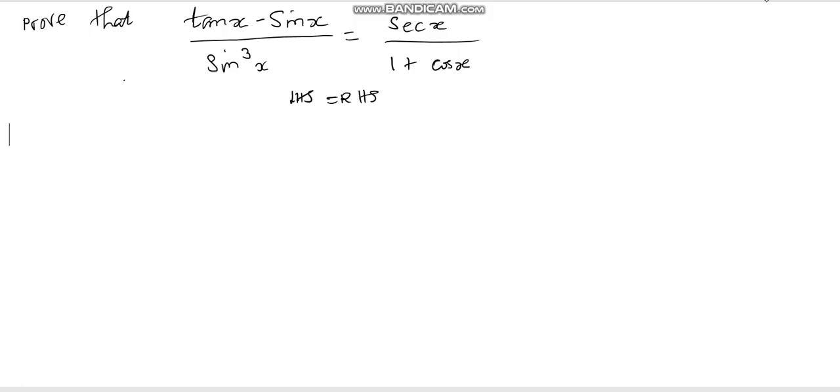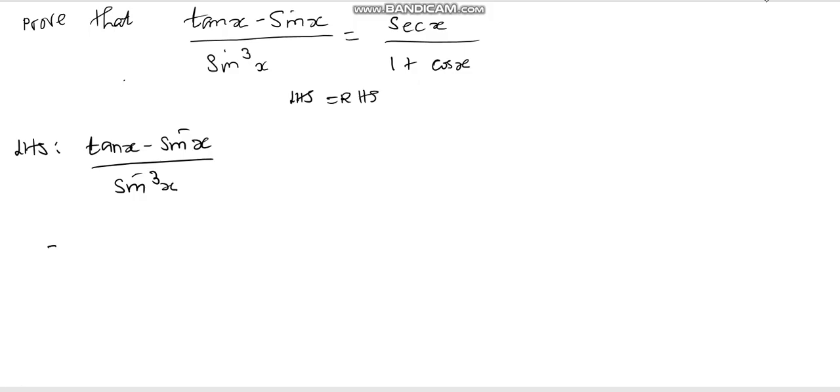So let's start with the left hand side. We have (tan x − sin x) divided by sin³x like this. We know that tan x is an identity that is made up of sin x divided by cos x. So we make that substitution there.